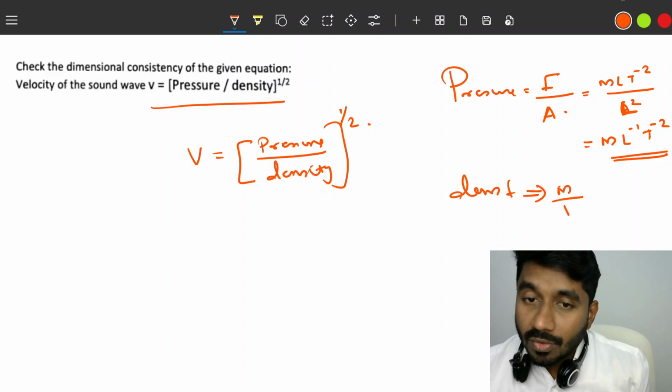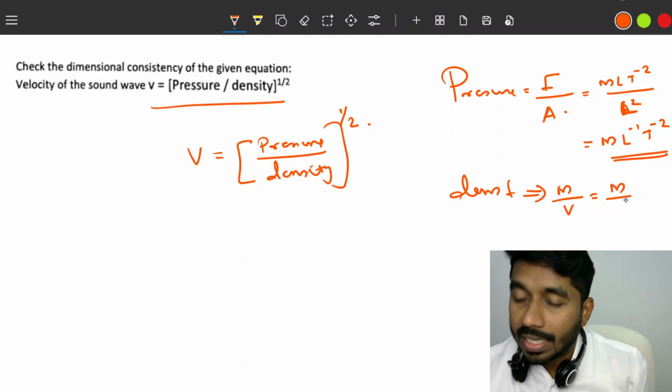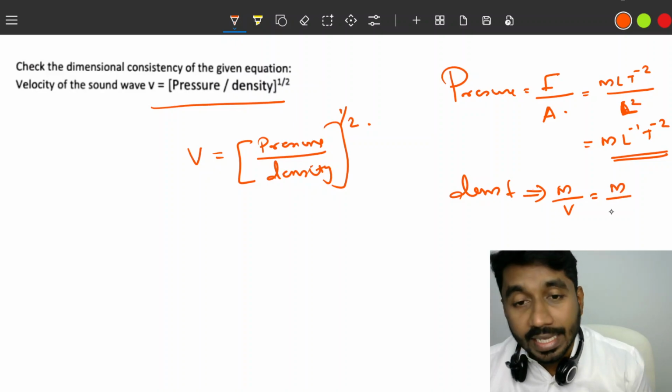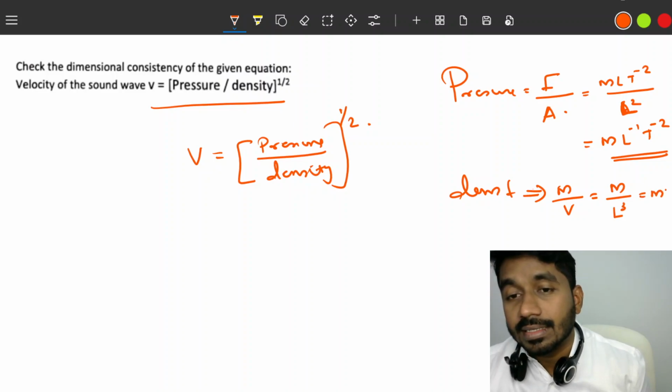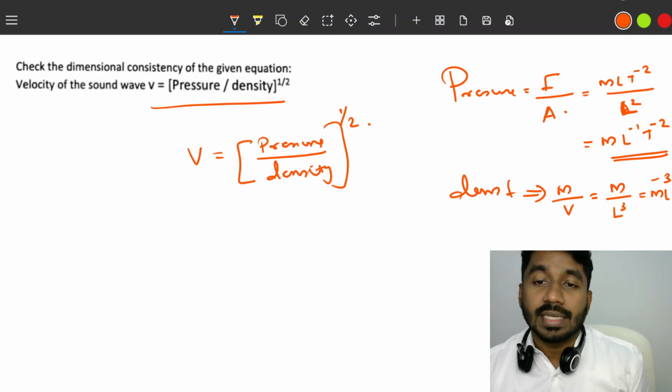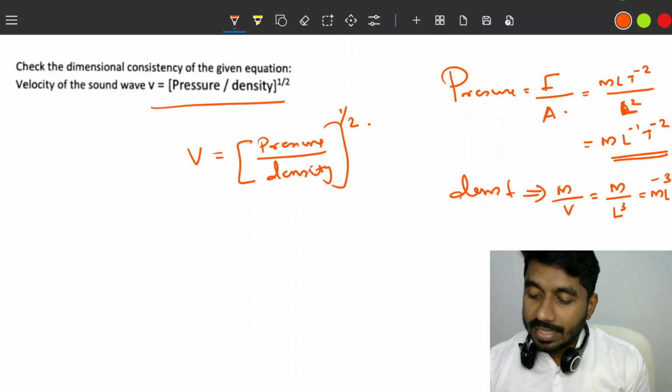Mass by volume. So m by what is volume? Area into again a height. So you will get L cube. So you will get the answer ML raised to minus 3. Correct? Now let's see here.